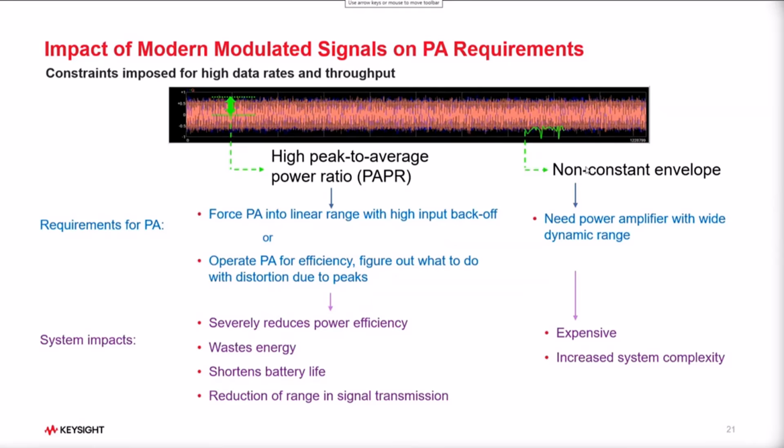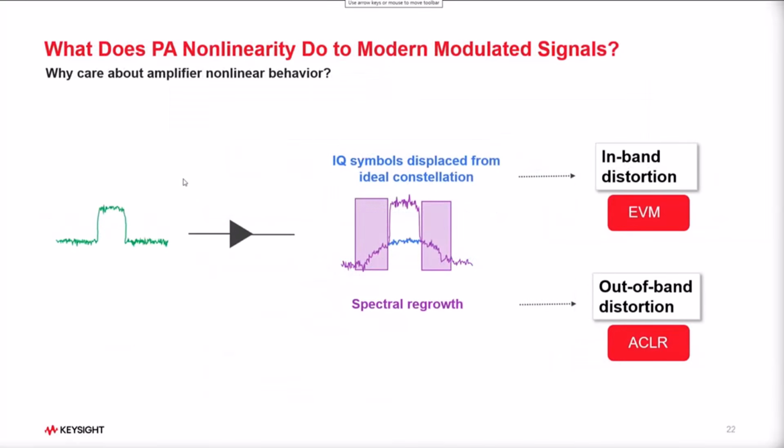With a non-constant envelope, you have a wide dynamic range to take care of, the system becomes expensive, you have more complexity and so on and so forth. And if you don't take care of this, you will waste a lot of energy. You will shorten your battery life. You will reduce the range of signal transmission and so on. So side effects are too high when you are dealing with these modulated modern day signals.